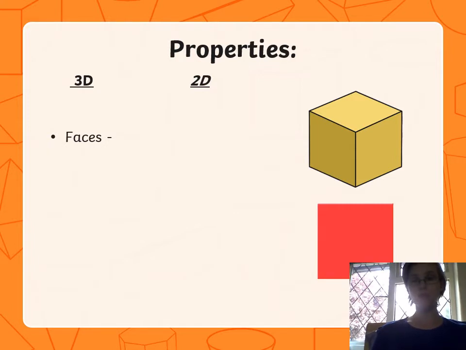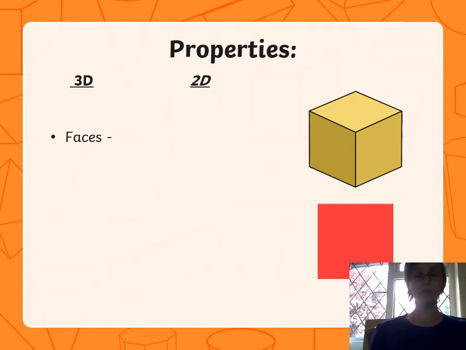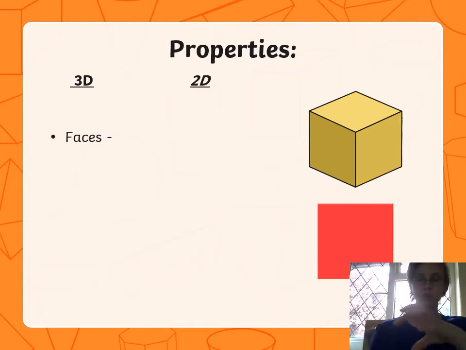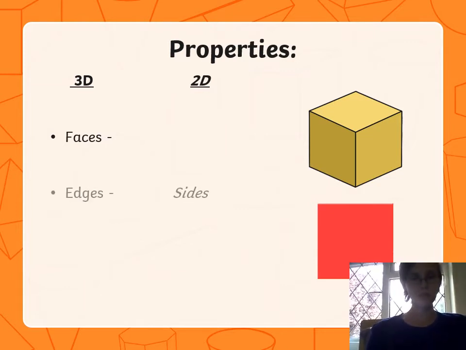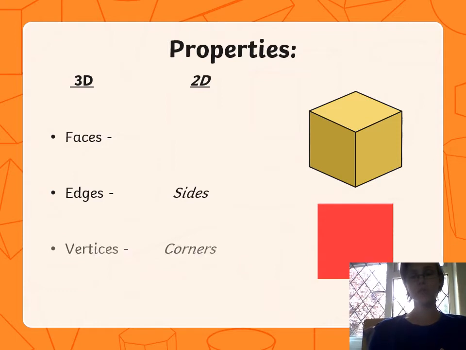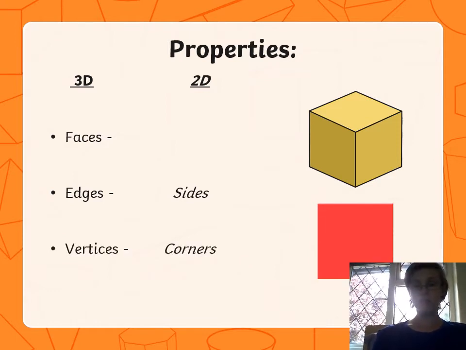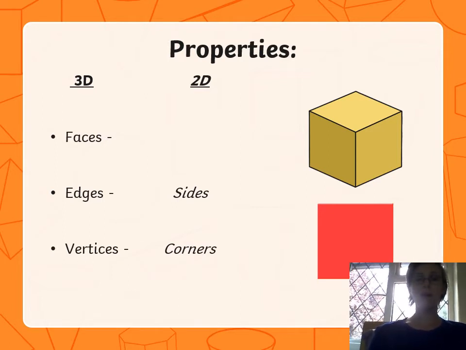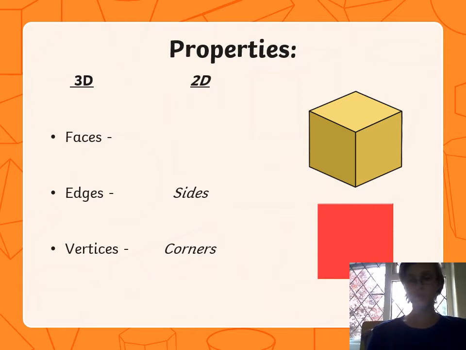So on 3D shapes, we call certain parts faces. I'm going to show you everything that's on the slide and then draw on it because I don't want it to get confusing. There are the edges as well, which are very similar to the sides in 2D shapes. I'm going to show you in a second. And vertices is just a fancy word for corners. It's where the edges meet on a 3D shape, and they're where the sides meet on a 2D shape.